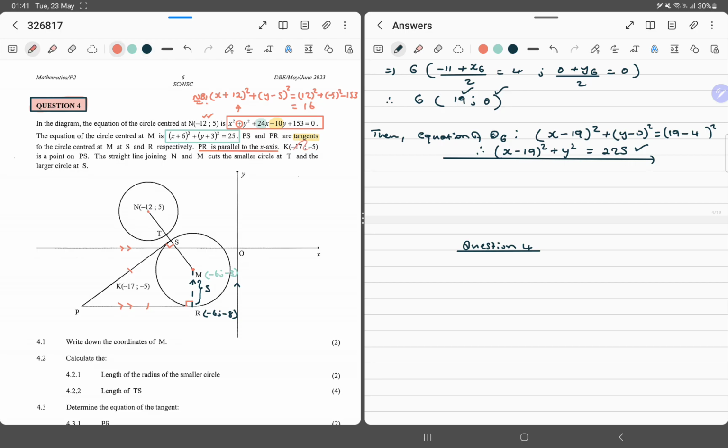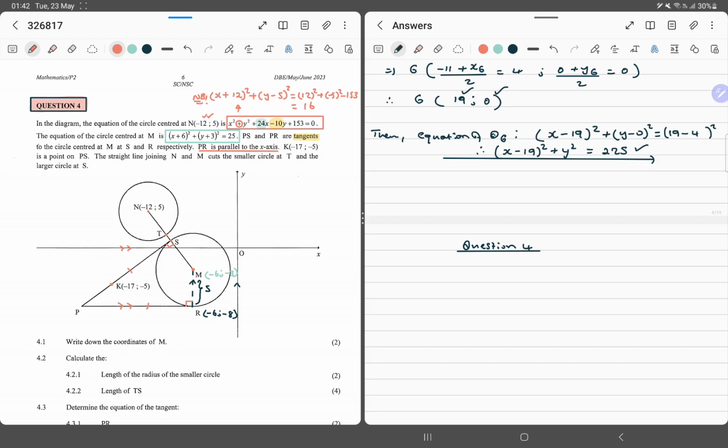And then we're also told that K, which is that point over there, coordinates -17 is to -5, is a point on PS. That's all right. Now the straight line joining N and M cuts the smaller circle at T, K, and the larger circle at S. Okay, not a problem. Now we are finished. So what can we do with all of this? You can already see we've already done some justice to our cause here, so we'll just flow from here.